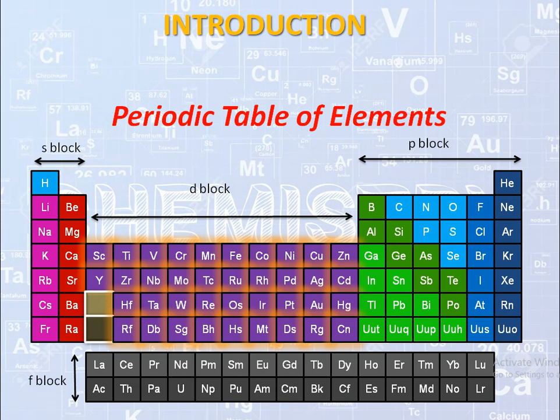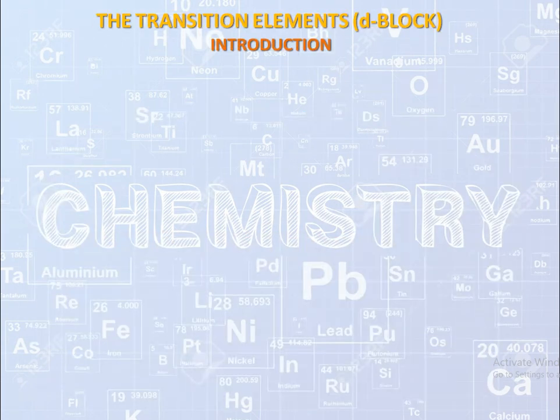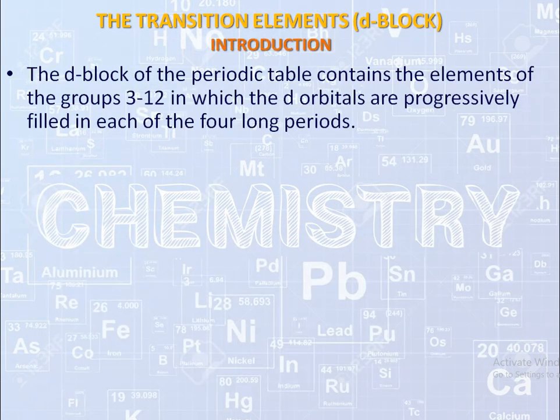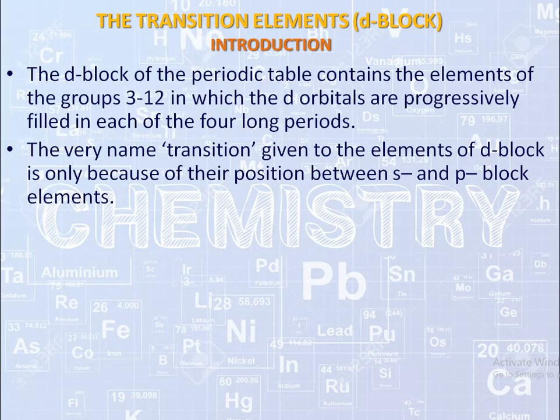So let us discuss D block elements, also called transition elements. The D block elements contain the elements of group 3 to 12. The D block elements are the elements in which the last electron enters the D orbital. The name D transition metals was derived from the fact that their properties are intermediate between the properties of highly electropositive S block elements and highly electronegative P block elements.